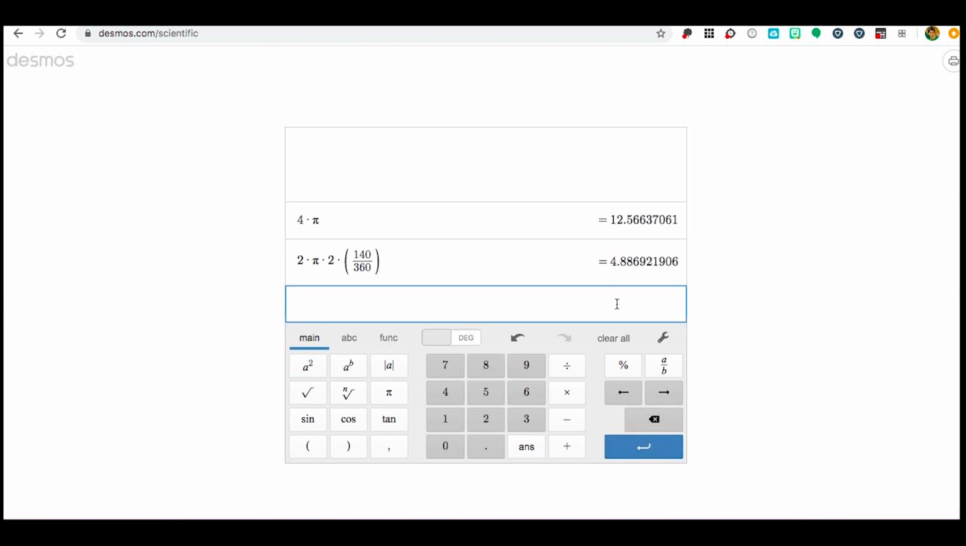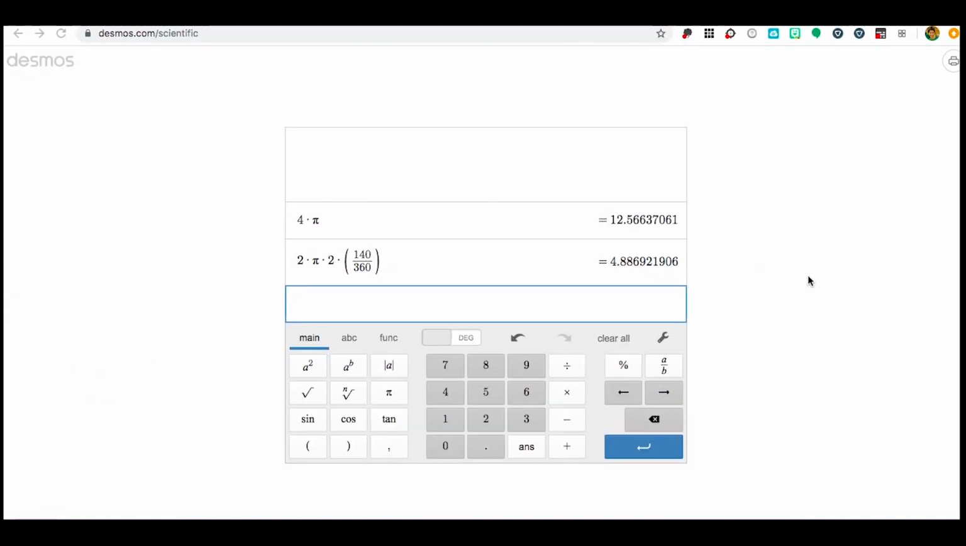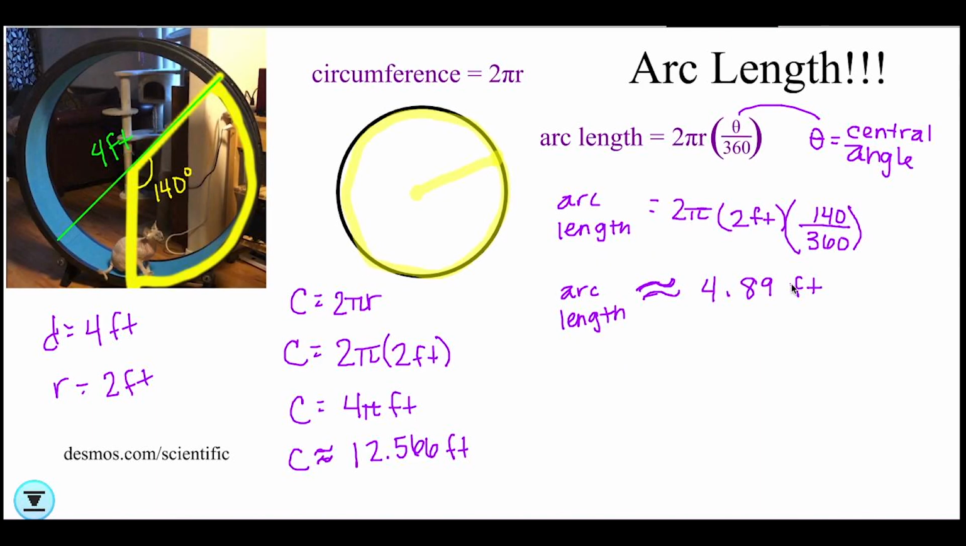So when I hit enter, I've got this about 4.8869. I'm going to say round it to the hundredths place, so 4.89. So we can say the distance that Marley actually walked is about 4.89 feet. So almost 5 feet, not very far. She was being really lazy that day.